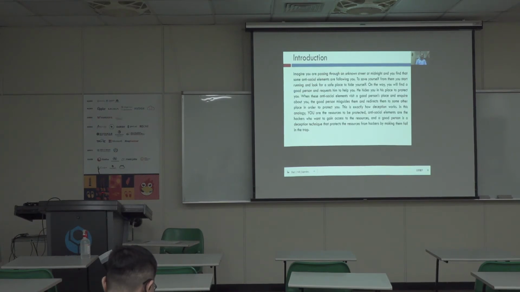Let's start with a scenario. So this scenario will help us understand how deception works. Imagine you are passing through an unknown street at midnight and you find that some antisocial elements are following you. To save yourself from them, you start running and look for a safe place to hide. On the way, you will find a good person and request him to help you. He hides you in his place to protect you. When these antisocial elements visit a good person's place and inquire about you, the good person misguides them and redirects them to some other place in order to protect you.